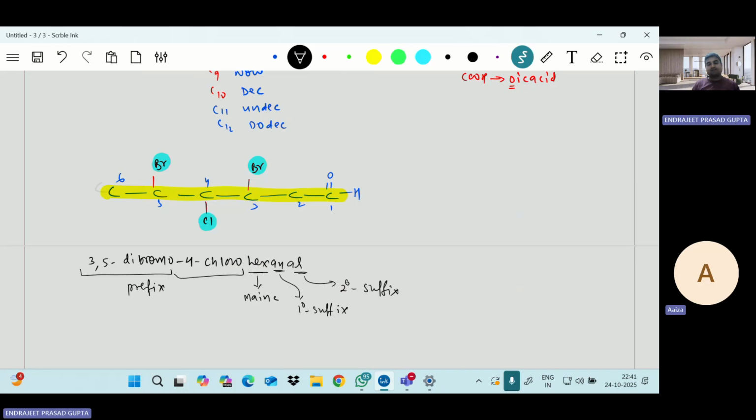It's a primary suffix. Is it dibromofluoro, right? Yes. Okay. So if many prefixes are there, you can arrange them in alphabetical order.